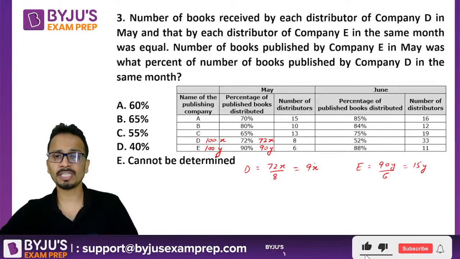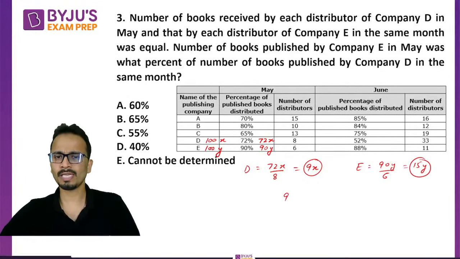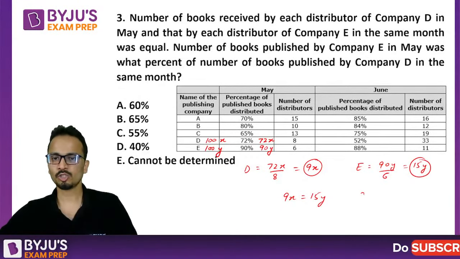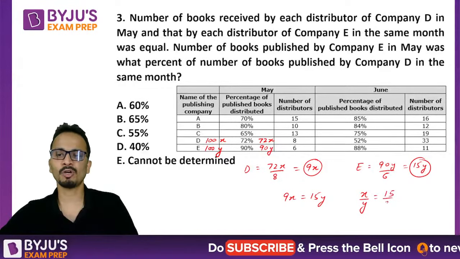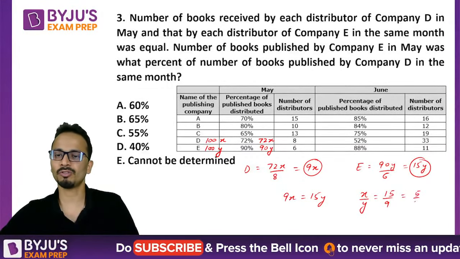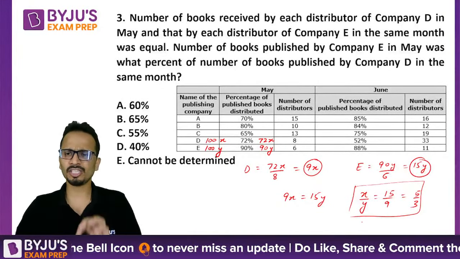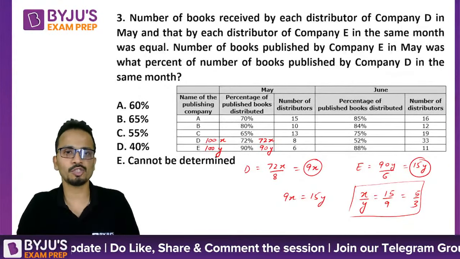Now they have mentioned that these two values are equal. So 9x is equal to 15y. This is given to us. So I can write the ratio of x and y. The ratio of x and y will be 15 upon 9 or 5 upon 3. This is one important thing that we have calculated, the relation between x and y. So the first part of this question is over.